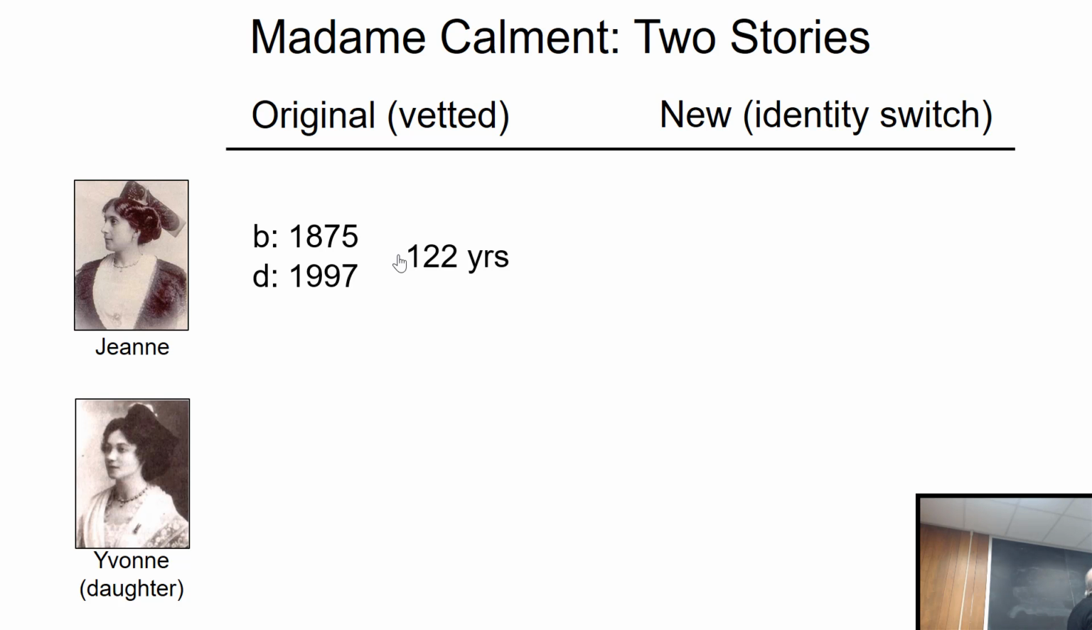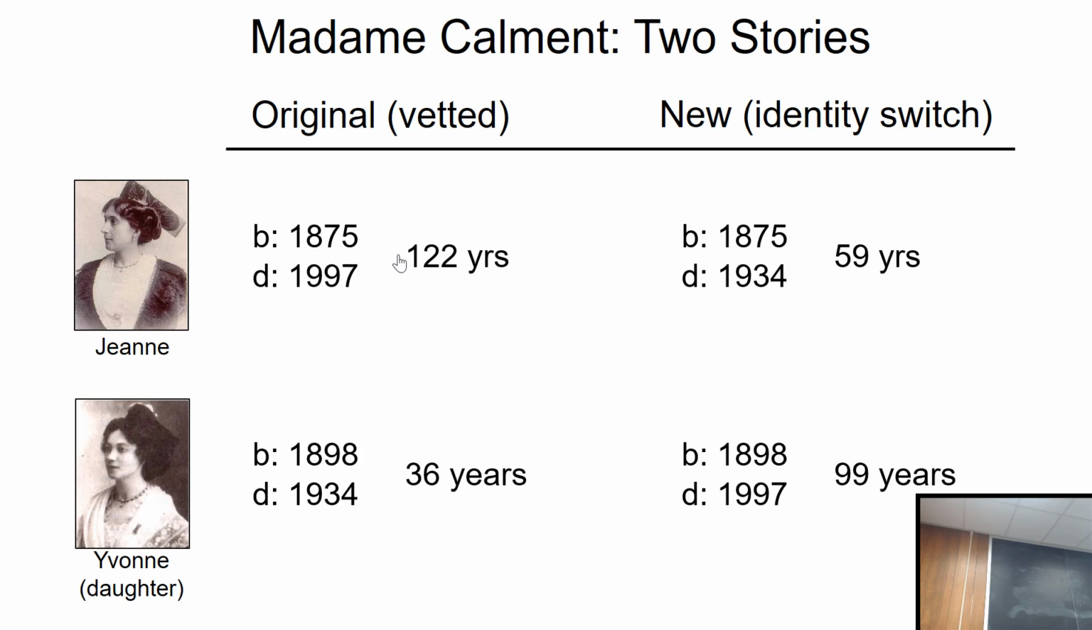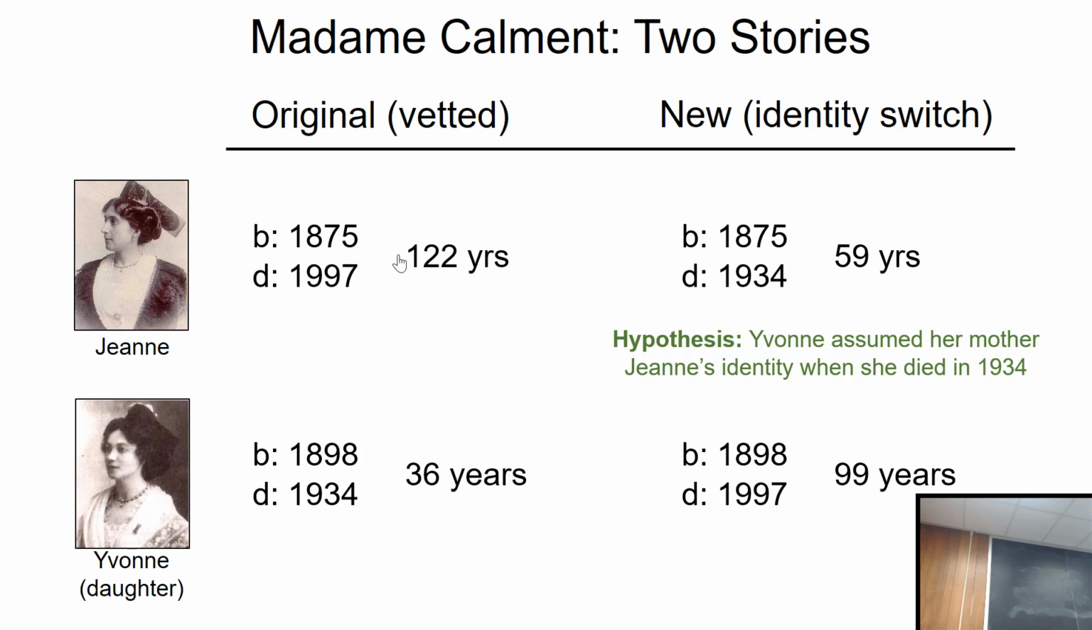But anyway, here's the deal. Here's the original story. She's born in 1875, died at 122 years plus change. And her daughter was born in 1898, died in 1934 at age 36. So this would be 59 years and then 99 years. That would be the new model.